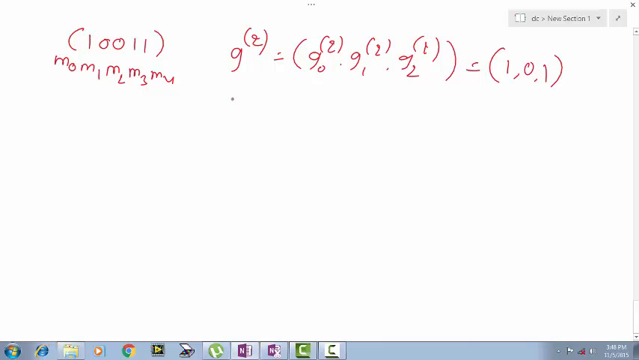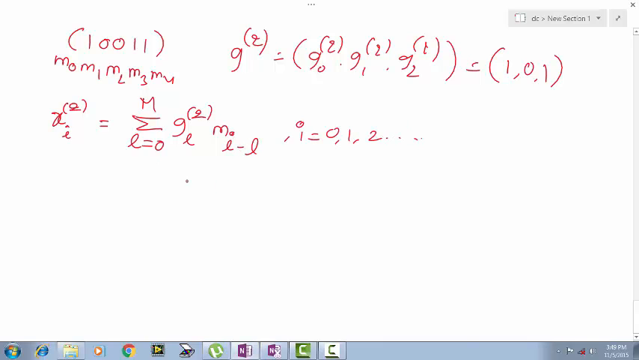So we are having this. The second output equation is given by x i of 2 is equal to sigma l equal to 0 to m of g l of 2 m i minus l, for i equal to 0, 1, 2 and so on. Again, as we discussed, the message sequence has 5 bits and the generator sequence has 3 bits. The output sequence will have 5 plus 3 minus 1, 7 bits. So let us find out the 7 bits. Let us start with i equal to 0.